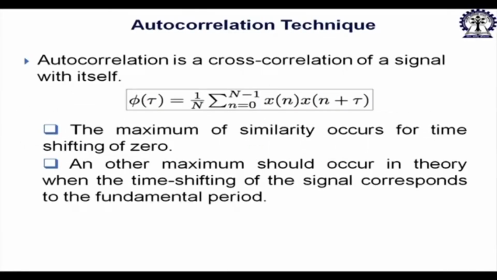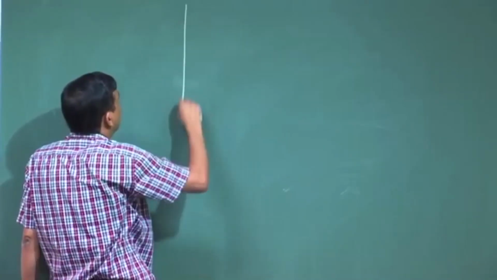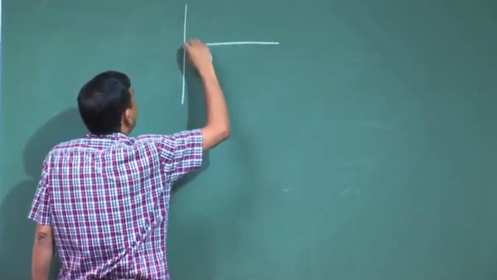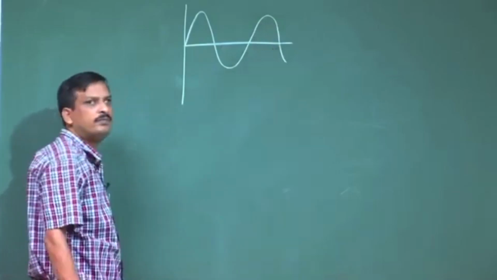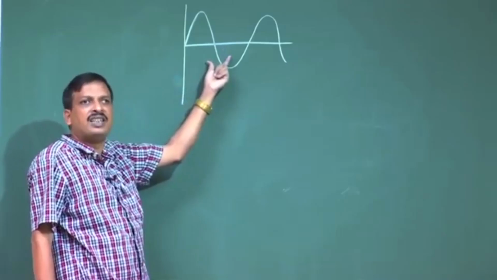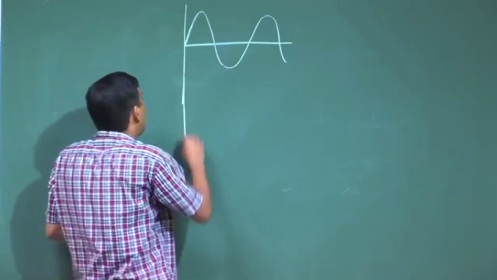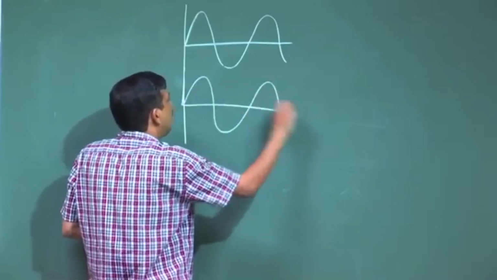The next technique is called the autocorrelation technique, which is the most used technique for F0 detection. I am not reading the slides, you can read the slides. Okay. Now, if you remember, what is autocorrelation? Suppose this is my signal, think about the pure sine wave. Okay. So, autocorrelation means correlating the signal with itself. So, let me again draw the same signal.